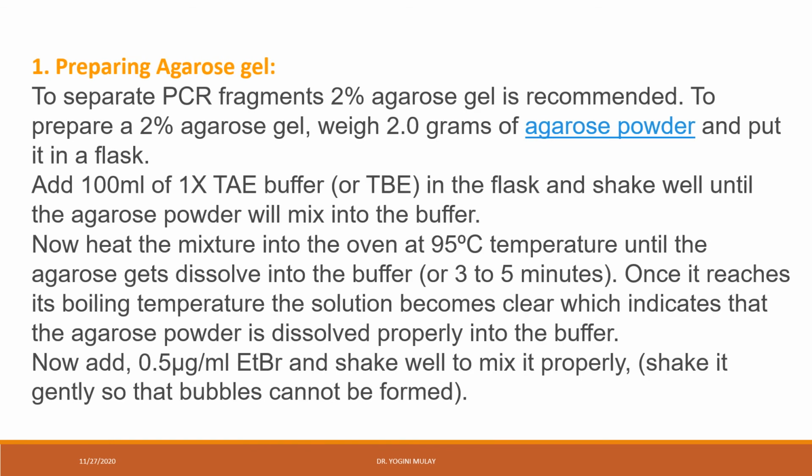How to prepare the gel? Here, to separate the PCR fragments, 2% agarose gel is recommended. So it is very simple. You weigh 2 gram of agarose powder and put it in a flask and add the TAE buffer and allow it to get mixed. Now heat that mixture in microwave, and once it gets dissolved, we can use it. Then we need to add the ethidium bromide. 0.5 microgram per ml ethidium bromide is added to that gel.